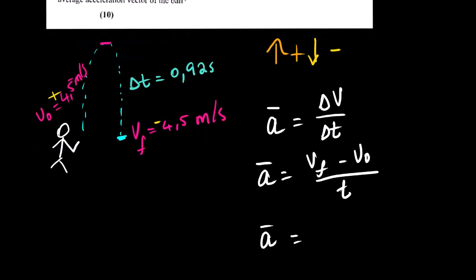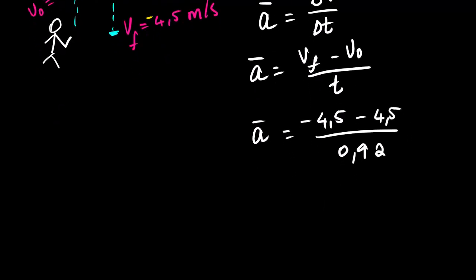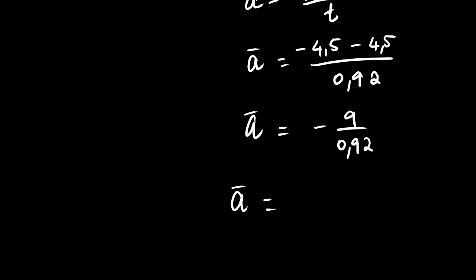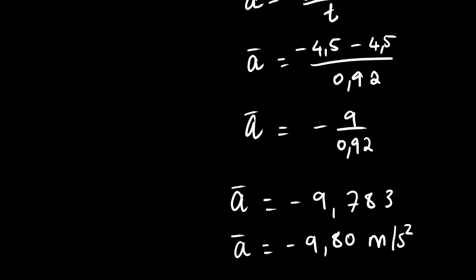Then we have Vf, which is negative 4.5 minus 4.5, divided by 0.92. So we are going to have negative 9 divided by 0.92, which equals negative 9.783. Rounding off to two decimal places, we have negative 9.80 meters per second squared.